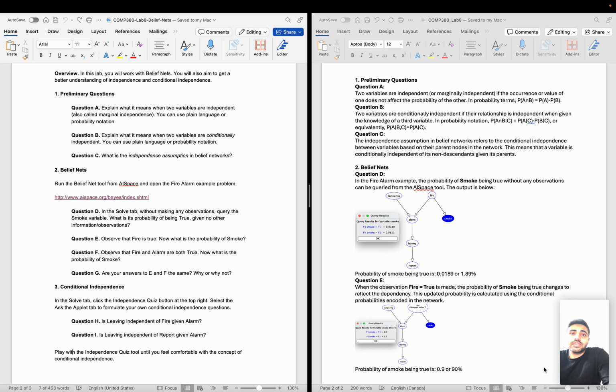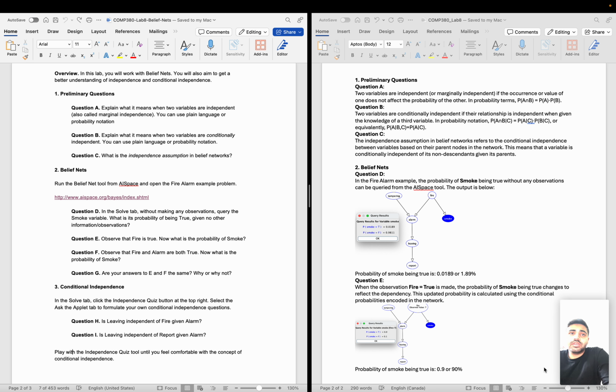And then, what is the independence assumption in belief networks? The independence assumption in belief networks refers to the conditional independence between variables based on their parent nodes in the network. That means that a variable is conditionally independent of its non-descendants given its parents. So it simply means that in belief networks, variables are conditionally independent of non-descendants if you know their parent nodes. This helps to simplify how we calculate the probabilities in the lab.